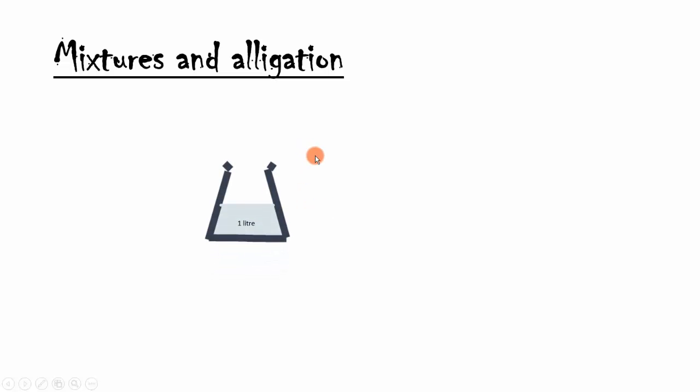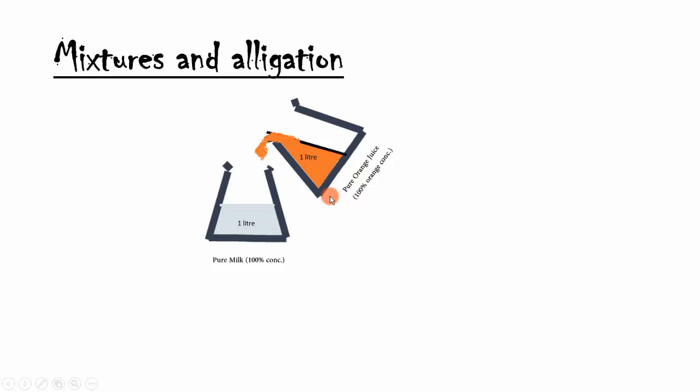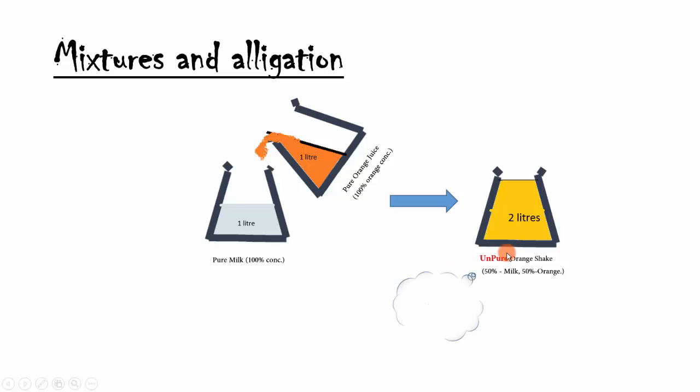In a typical mixtures and allegation problem, we mix different types of mixtures to obtain a third kind of mixture. So in this case, we are mixing 1 liter of pure milk and 1 liter of pure orange juice. When we are mixing 1 liter of each quantity, we will get a 2-liter quantity containing 1 liter milk and 1 liter orange juice. That is 50% of milk and 50% of orange juice. So we'll call this solution a 50% milk solution. All of the questions that you will be handling with mixtures and allegation will come in some form or the other of this kind of scenario where you are mixing multiple mixtures.